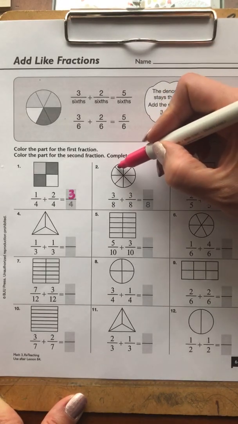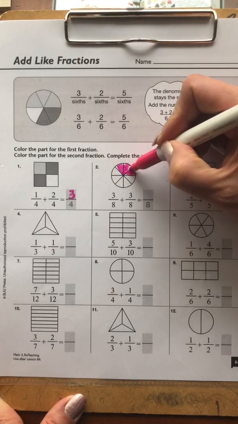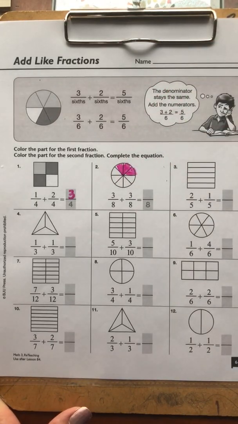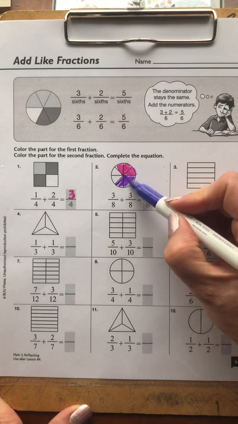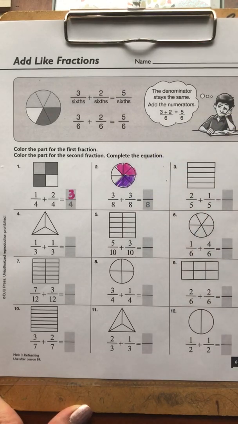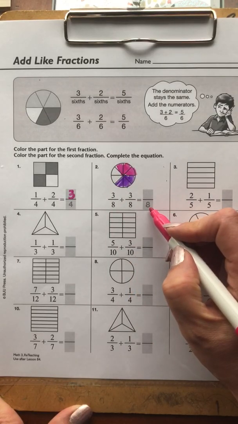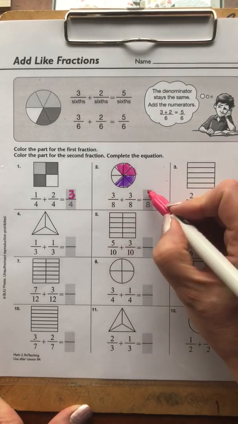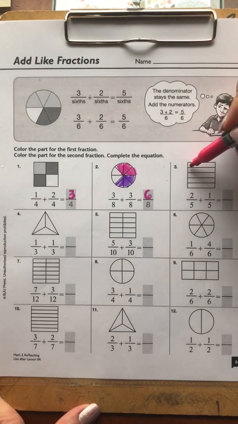They want you to color. They did the first one for you. So let's do this. My first fraction is 3/8. Let me grab a different color marker. My second fraction is 3/8. So we're adding. Okay, what's my answer going to be? Right, 8 stays the denominator. I'm just going to add these. What's 3 plus 3? 6. Okay, good job. Number 3, let's start.